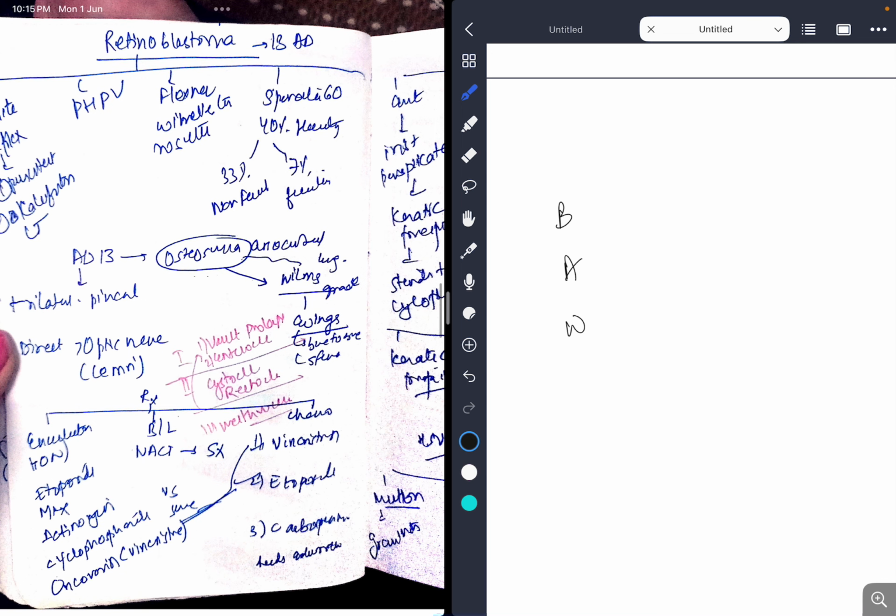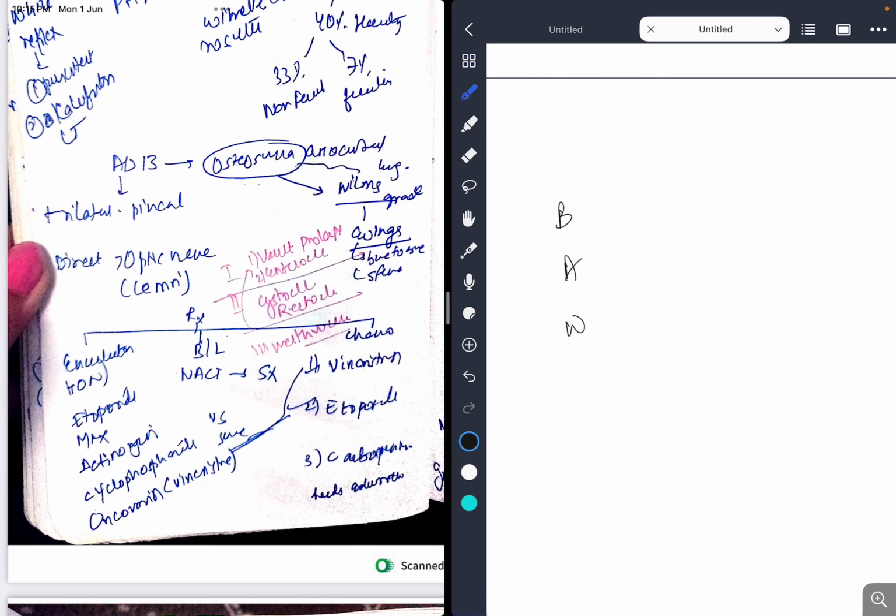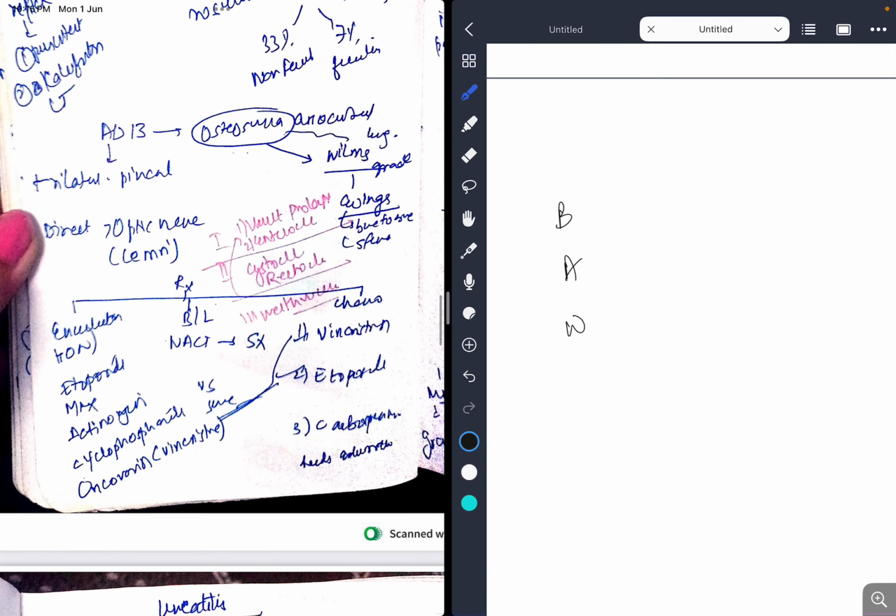The most common route of spread is direct spread, more than spread from the optic nerve, and therefore contrast enhanced MRI is a good investigation of choice. Also remember, enucleation is done, and the treatment that we use is the VECR regimen, which is vincristine, etoposide, and carboplatin.